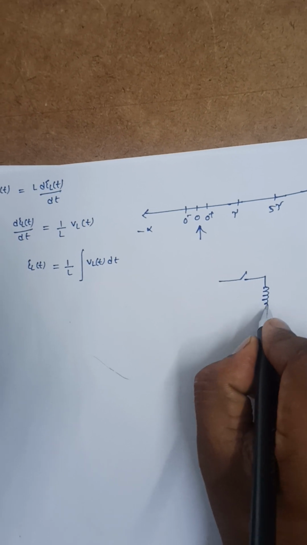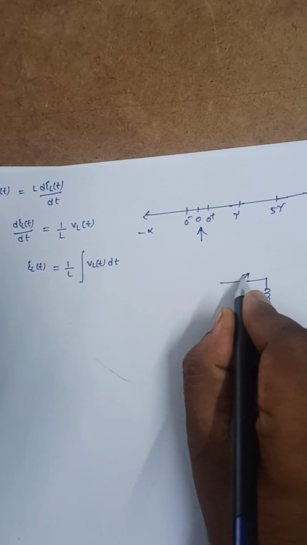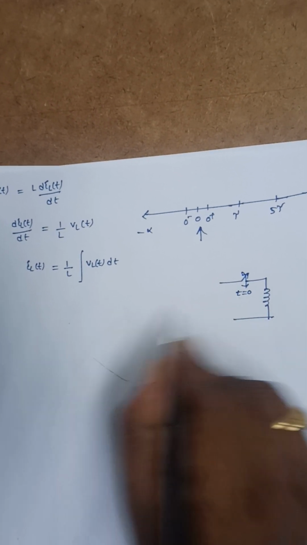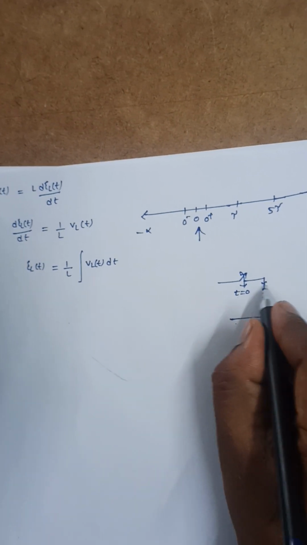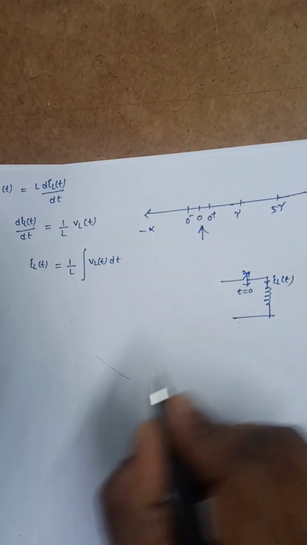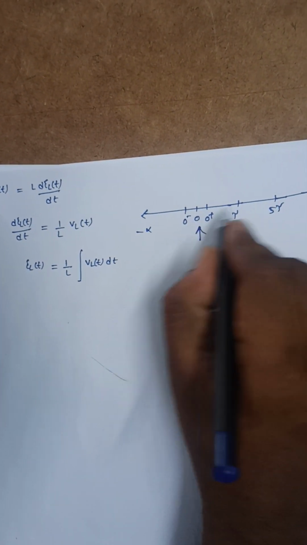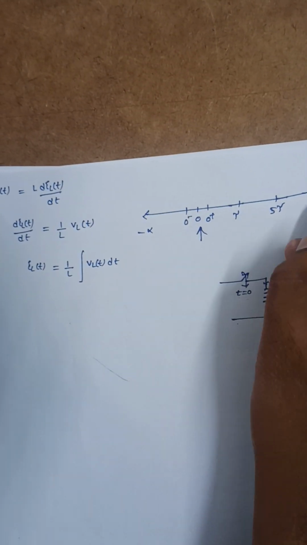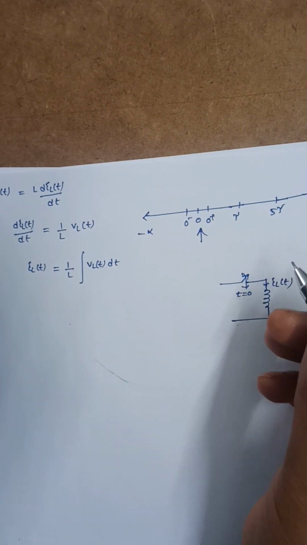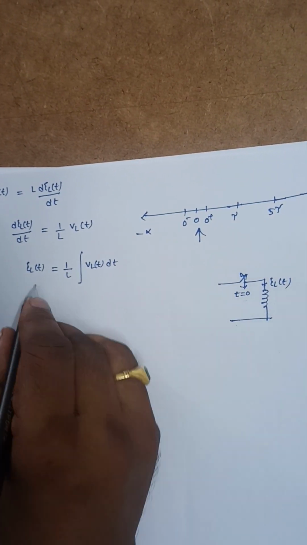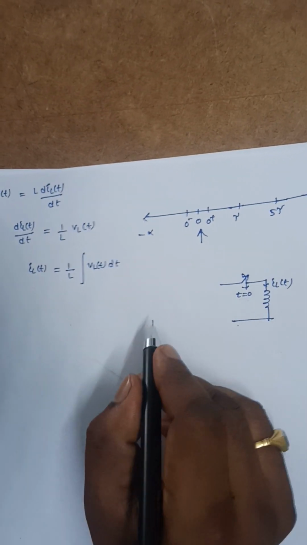I need to find the current flowing through the inductor. At t is equal to 0 minus, switching action. I need to find the current flowing through the inductor at some time t. That t may be from 0 to infinity, any time: 5 seconds, 20 seconds, 30 seconds. I need to find the current flowing through the inductor.